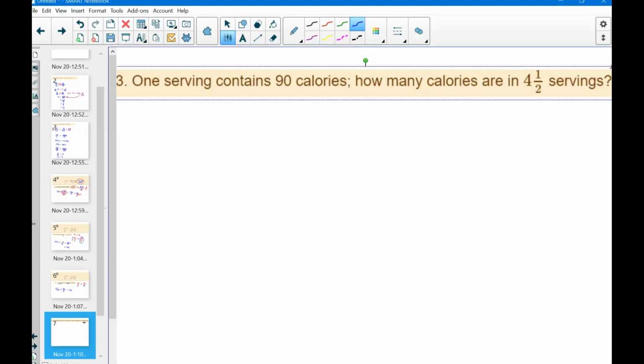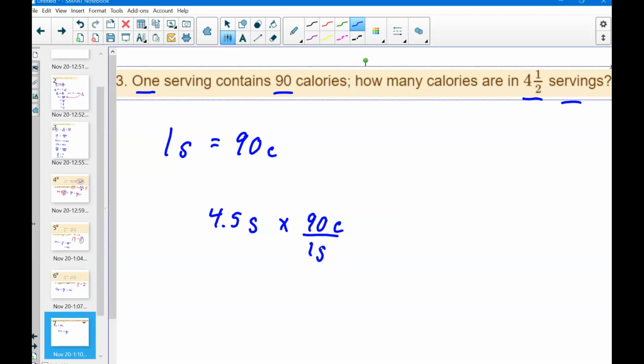If you're uncertain, here's your thing right here. 1 serving, 1S equals 90C. Over here I have 4.5 servings, so I have 4.5 S. I want all my S's to cancel, so I multiply. The S's will cancel.